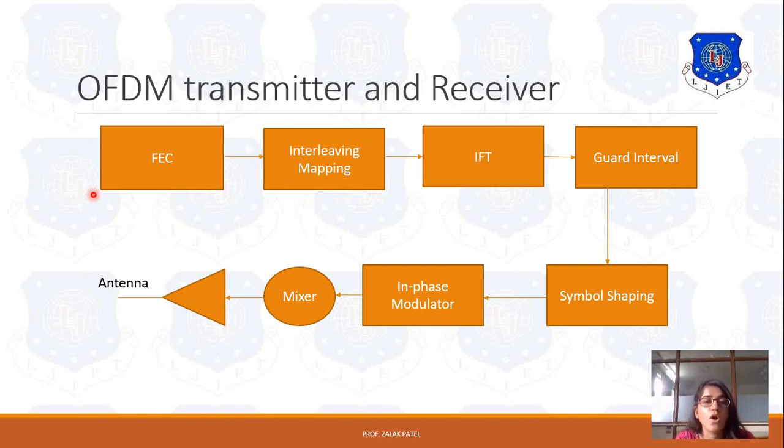So this is the block diagram for the OFDM transmitter. If you want to draw the diagram for the receiver, you have to start from the antenna, then mixer, then demodulator, symbol shaper, guard interval, Fourier transformation, de-interleaving, and decoder. So this is the block diagram of the OFDM receiver.